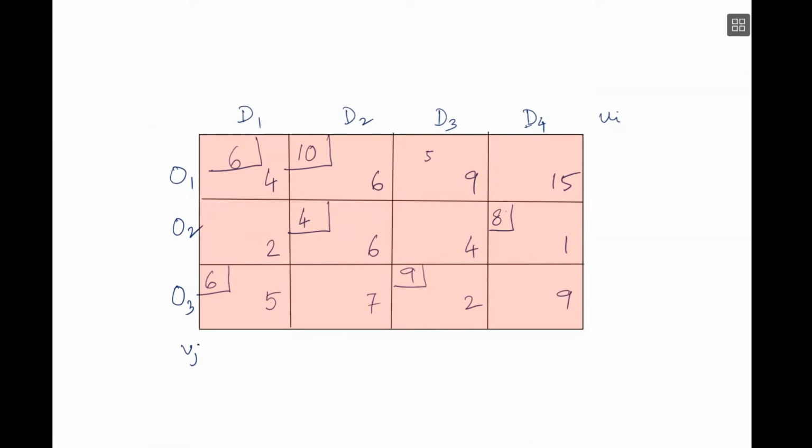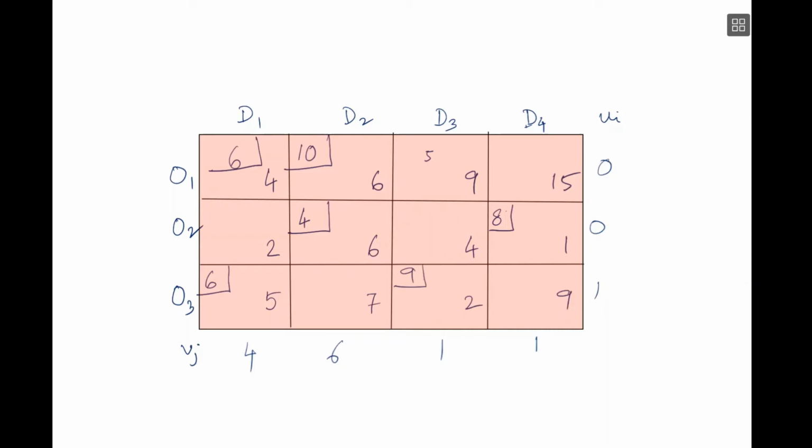this one. So again we find the cell evaluations. We choose U1 as 0. So V1 becomes 4, U3 becomes 1 and V3 becomes 1, then V2 becomes 6, U2 becomes 0 and it will be 1.